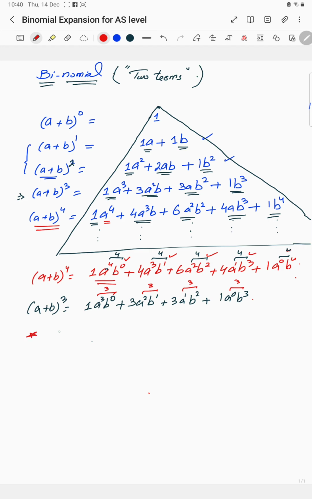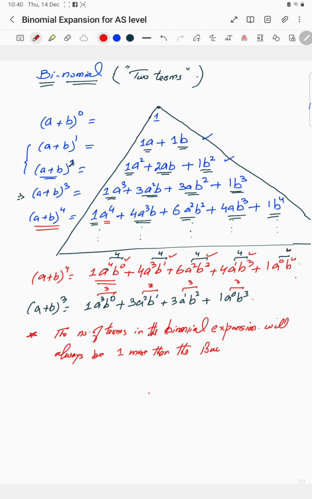One point: the number of terms in the binomial expansion, which means a 2-term expansion, will always be 1 more than the power of the expansion, right?